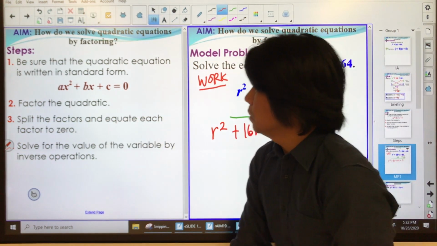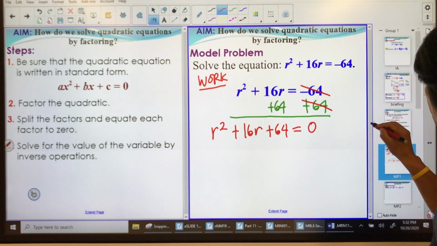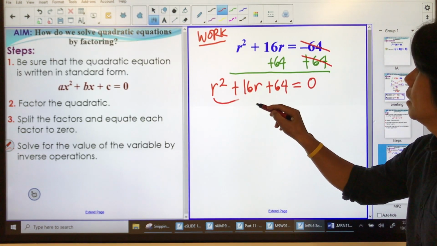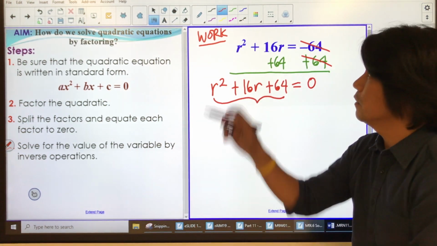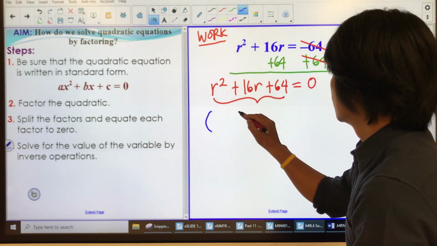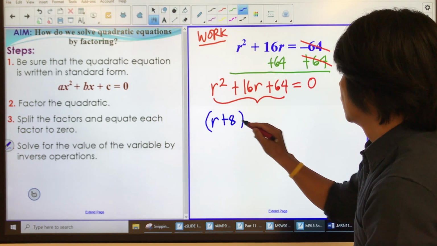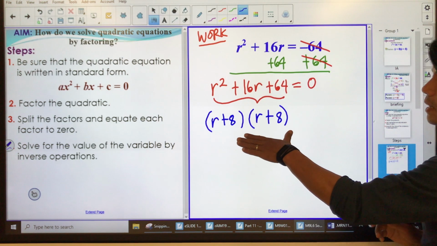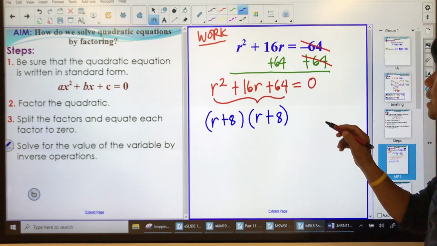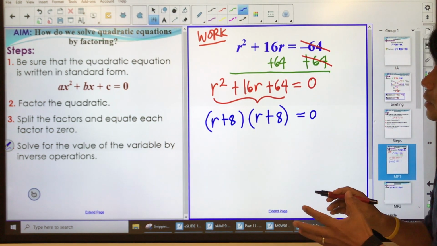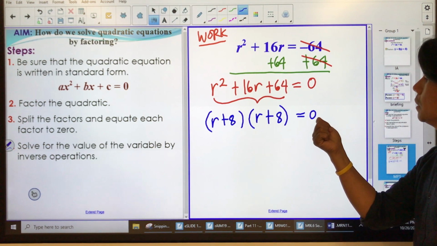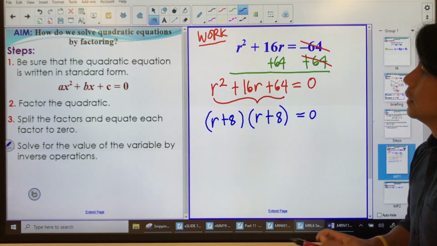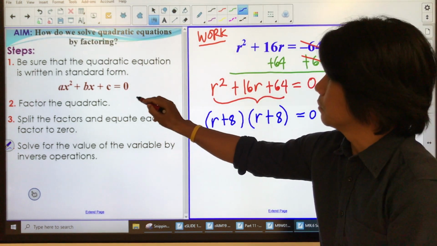Now, step 2, it says factor the quadratic. Do you recognize this quadratic trinomial? It's from the intro activity. So what are the factors? It's r plus 8 times r plus 8. But it's not enough that you write the factors. It has to be equal to 0. When you take the Regents exam, if you don't put equal to 0, you will lose a point. Alright? Now, that's step 2.